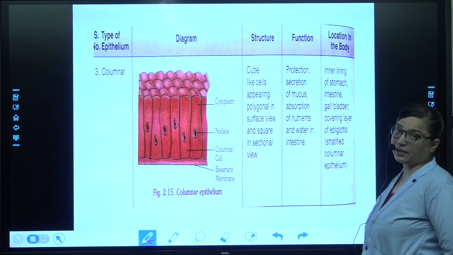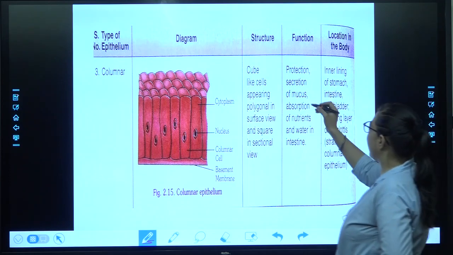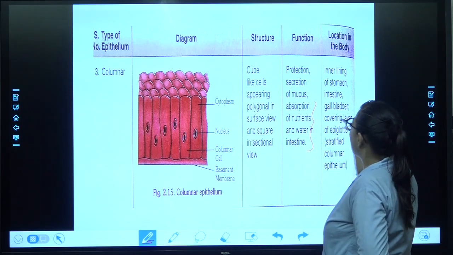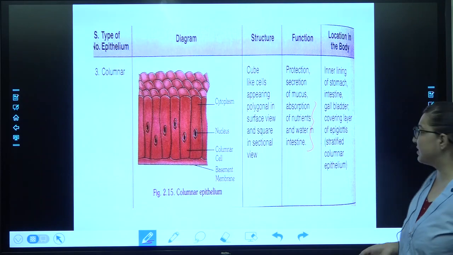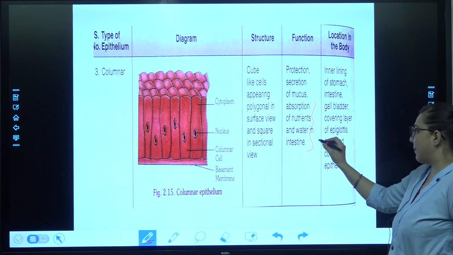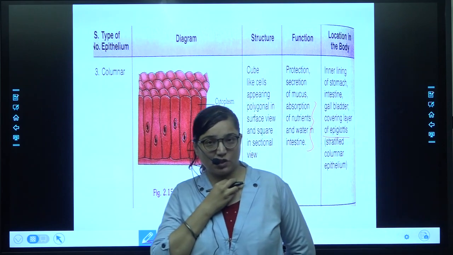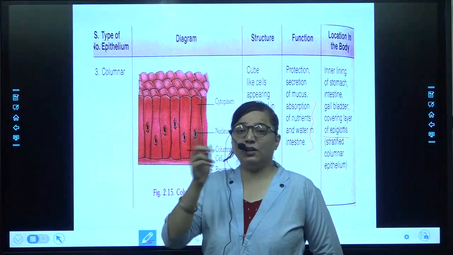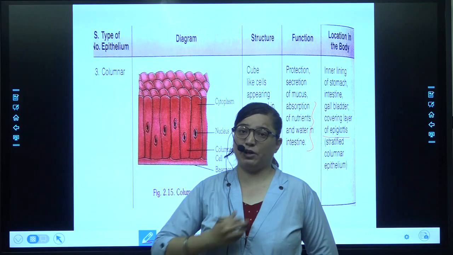in the intestine. Then coming to its location, it is present in the inner lining of the stomach and solely it helps over here. Then in the gallbladder, as I talked about, it is a part of the digestive system. Then it is the covering layer of the epiglottis. What is this epiglottis? There is a flap-like structure present over here. That flap will go either for the windpipe or food pipe, and it is called glottis and epiglottis.